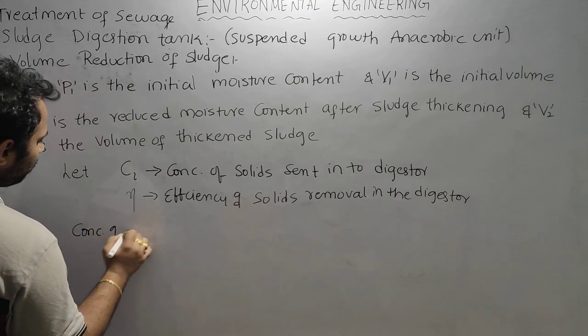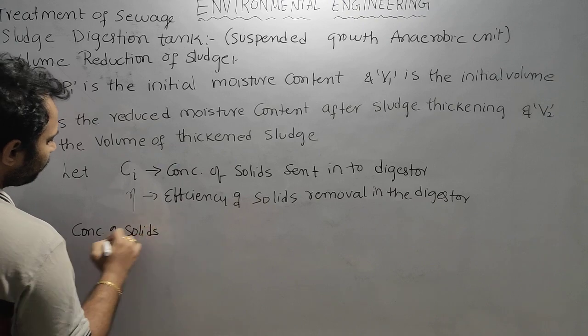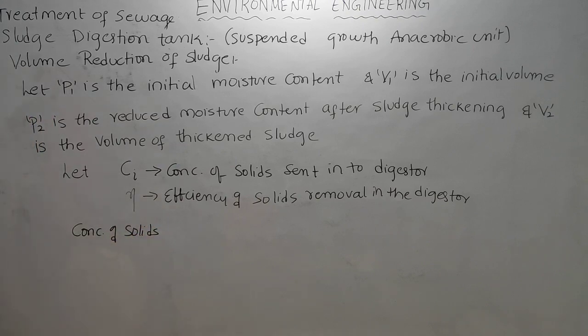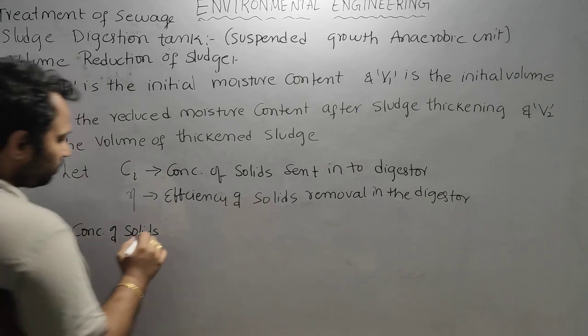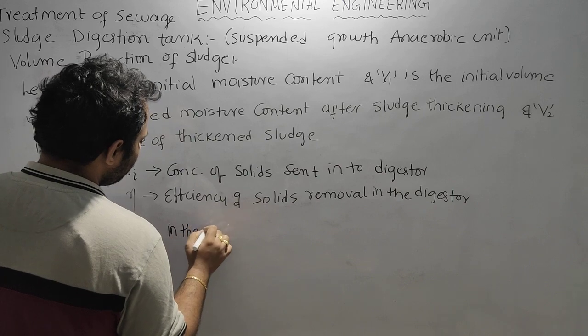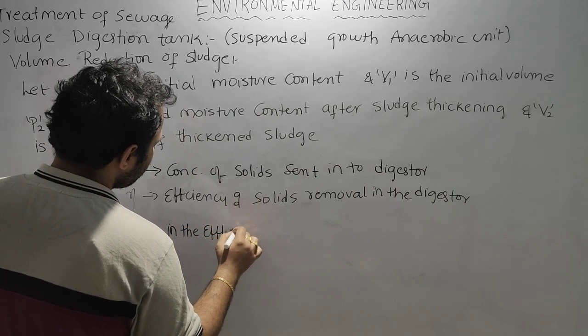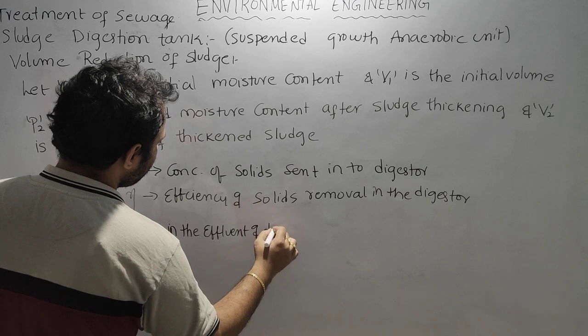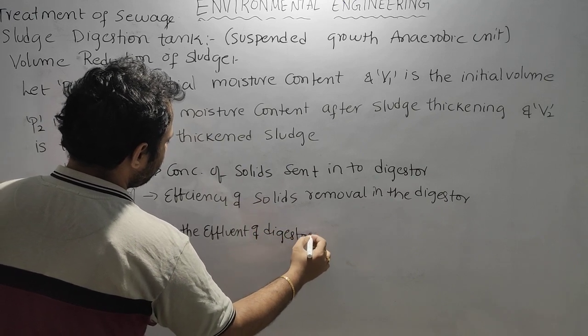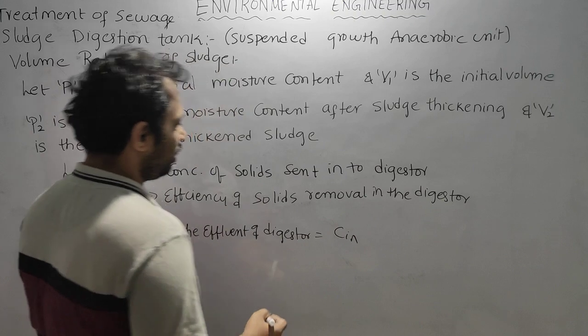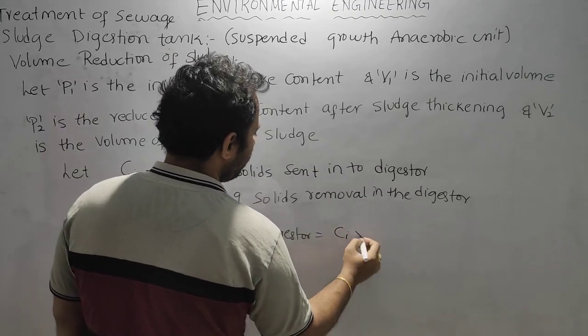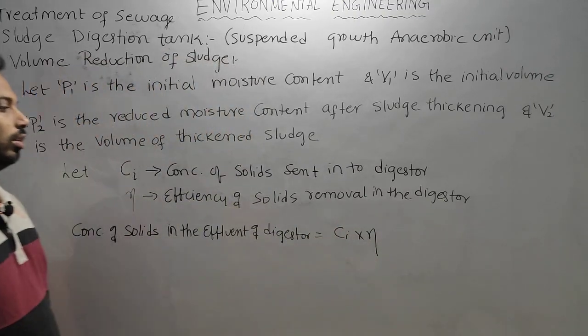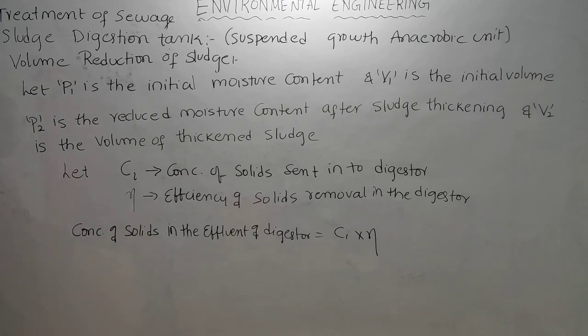Concentration of solids in the effluent of the digester. The effluent of the digester has a concentration of the solids which we are sending into the system. In that, what is the efficiency of removal? That much concentration is removed. Okay, so this much concentration is removed.